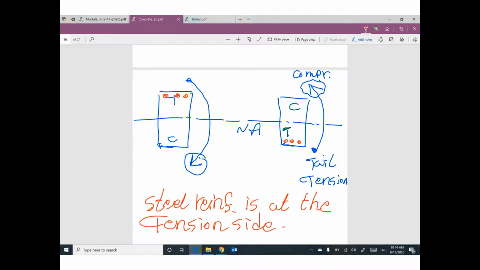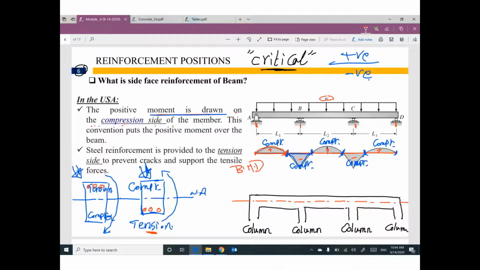We have information here. Steel reinforcement is put at the tension side. So can anybody tell me where I can figure out where the tension side is? Okay, I cannot, but what I can do is let you know where the compression side is. If you can figure out where the compression side is, I can figure out where the tension side is. If the compression side is at the top, tension will be at the bottom. If the compression side is at the bottom, tension will be at the top. That's it. The bending moment diagram can help you to figure it out.